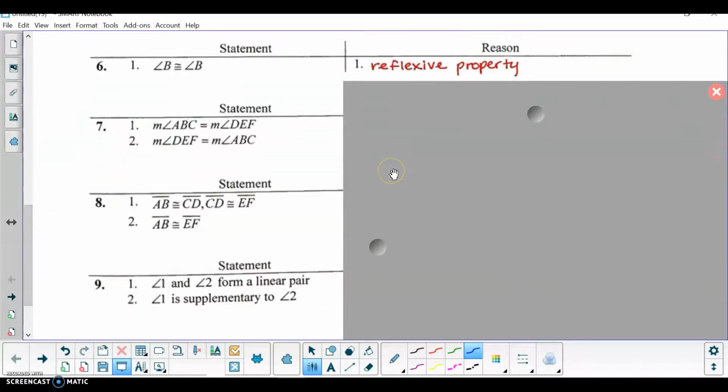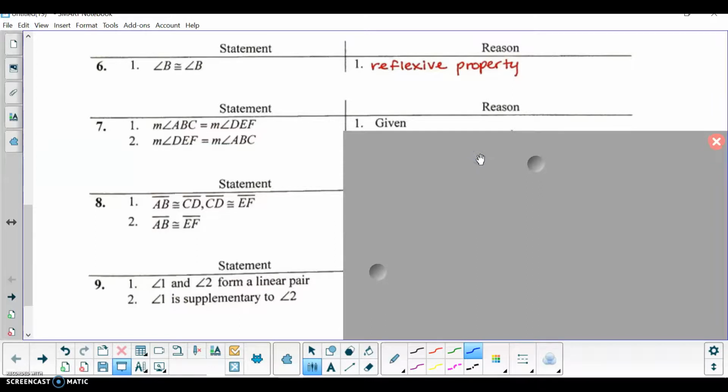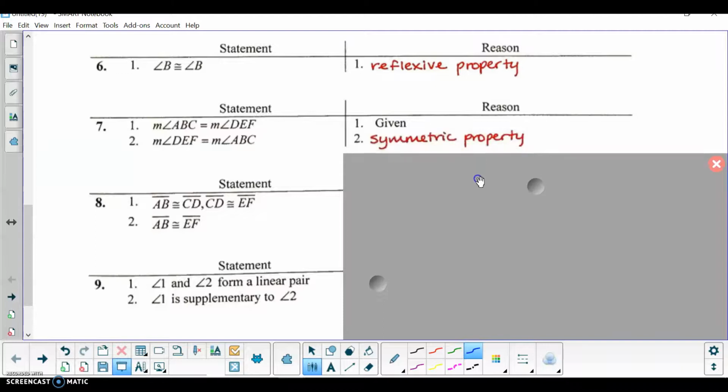All right, number 7, the measure of angle ABC equals the measure of angle DEF. That's your given statement. You're trying to prove the measure of angle DEF equals the measure of angle ABC. So what happens when you just switch them around? What property was that? Symmetric. Remember that one was A equals B, and then B equals A. Symmetric property.